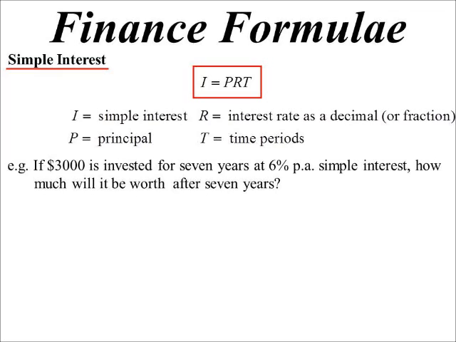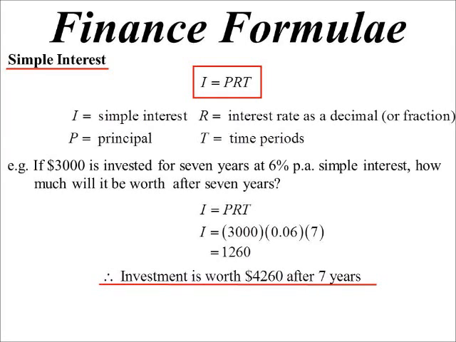So here we go. Quick little question there. $3,000 invested for 7 years at 6% simple interest. How much will it be worth after 7 years? Well, we work out the interest: 3,000 times 0.06 times 7. That's the interest. So how much will it be worth? Well, we add the interest on, 4,260. But as I say, it's a very simplistic, hence the name simple interest, way of viewing how interest works in banking.